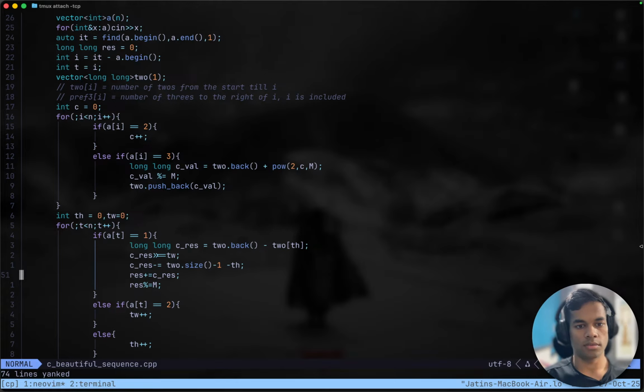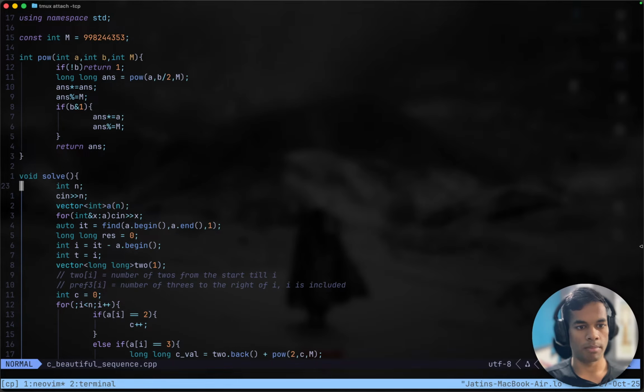Shit, logically everything is right. Yeah, pretty cool. Two dot push back, and two is a long, which is nice. T can be an integer, it does not matter. I and T are integers, they are just indices, so that is okay.